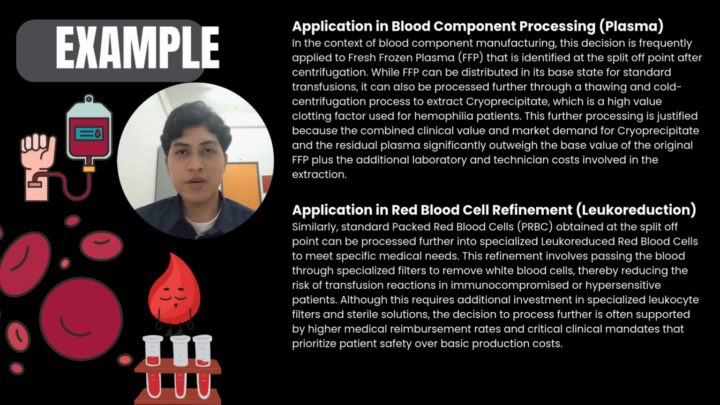So let us now move into the next part, which is the example. To see this framework in action, let us look at a real-world example involving blood component processing, especially fresh frozen plasma, or in short, FFP. At the split-off point after centrifugation, this plasma can be distributed immediately in its base state for standard blood transfusion. However, it can also be processed further through a thawing and cold centrifugation process to extract what we call cryoprecipitate, which is a high-value clotting factor used to treat hemophilia patients.